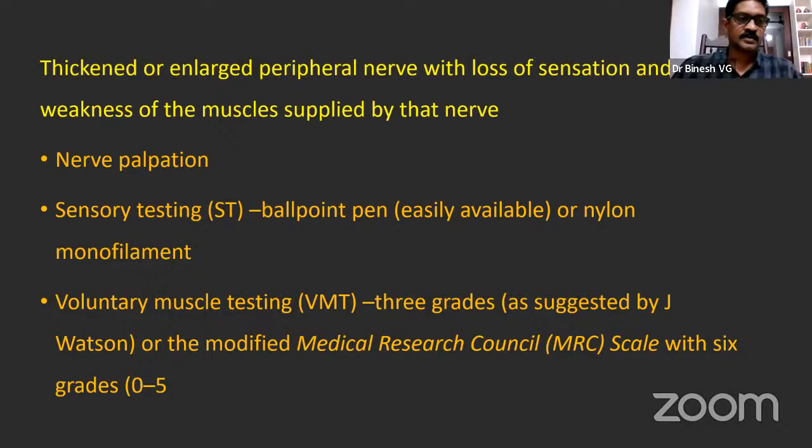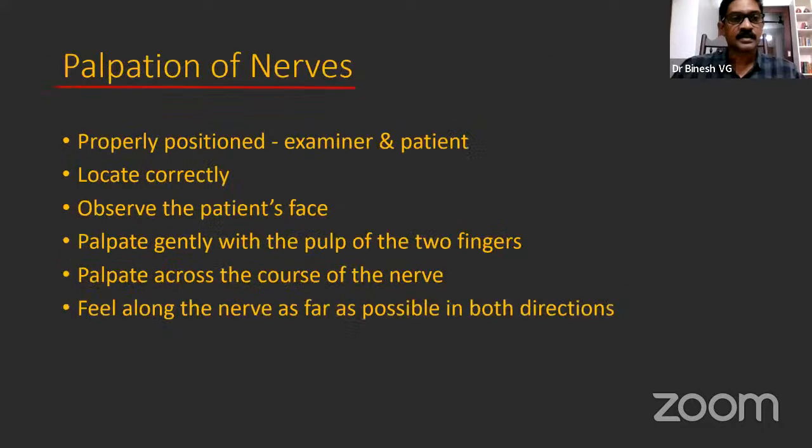Okay. So the examination of the nerve includes palpation of the nerve, which may help to diagnose Hansen's disease initially. And you may also have to do the sensory test and the voluntary muscle testing for the nerves. So let us see how to palpate the nerve.